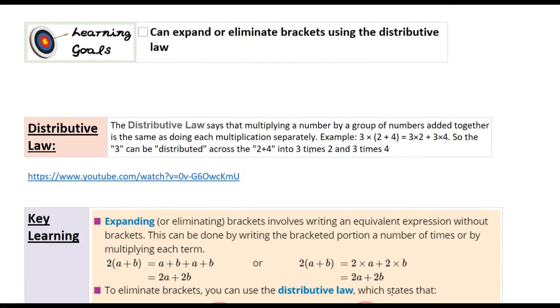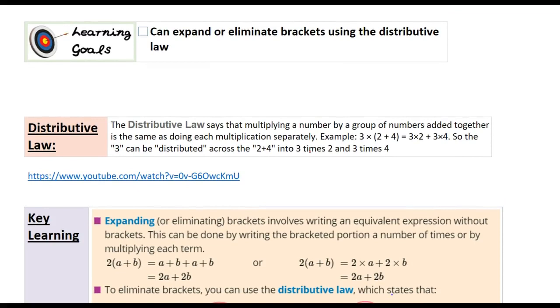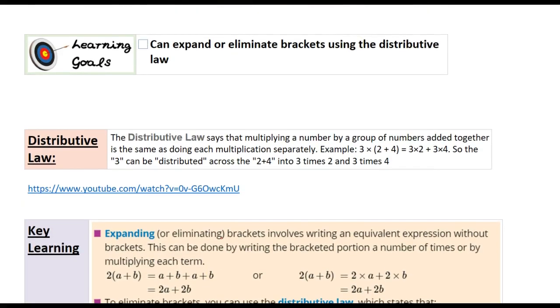Again, remember, we're not necessarily solving, we're just expanding or eliminating brackets to create that equivalent expression. So make sure you understand your learning goal, you understand the topics here, and we can move on from there.